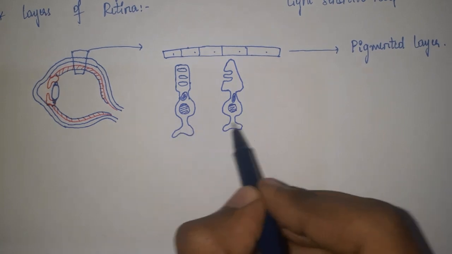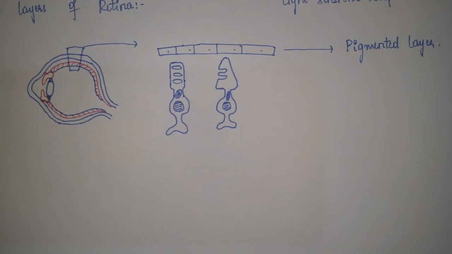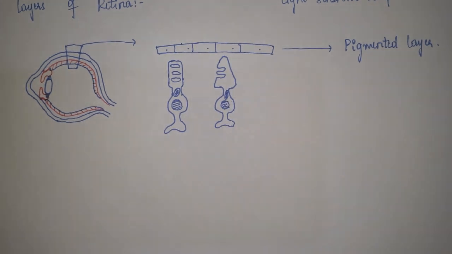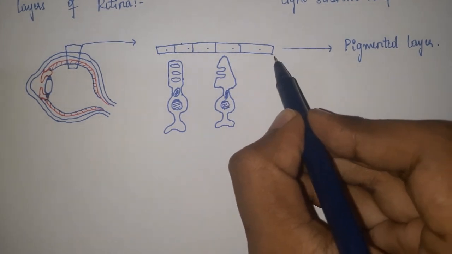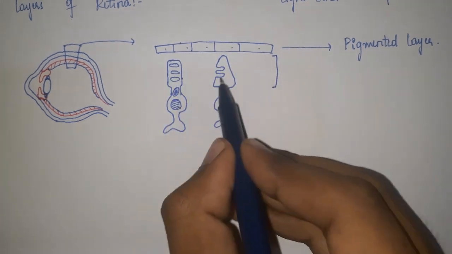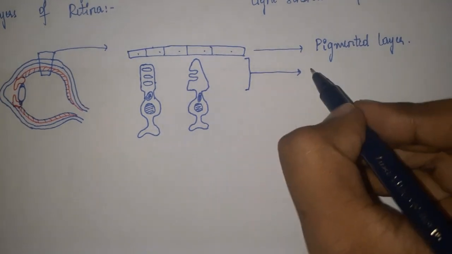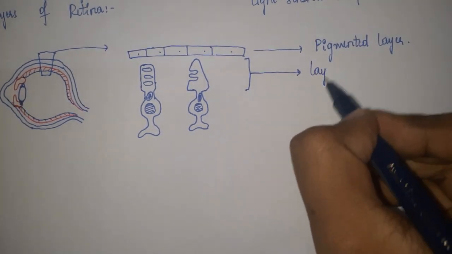And this final part is the synaptic body. Just remember, only the outer segment of rods and cones constitutes which layer? The layer of rods and cones.